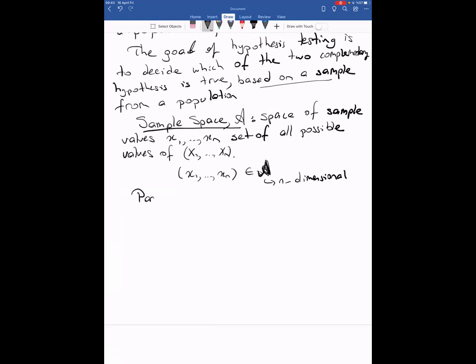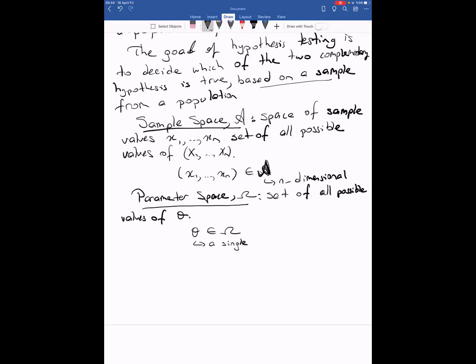So this is the sample space. We also have a parameter space. Usually we use omega to represent the parameter space. This is the set of all possible values that the unknown parameter theta can take. So theta is in the parameter space. We can have just one single unknown parameter or multiple parameters.